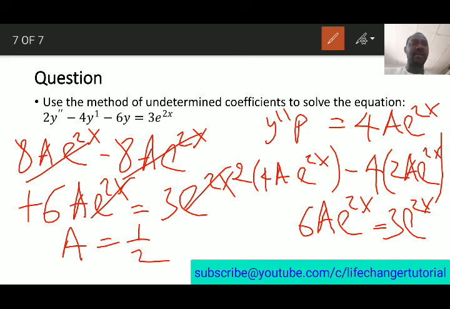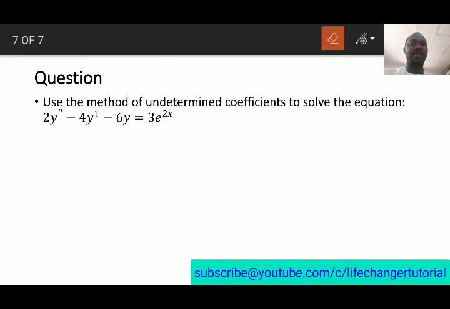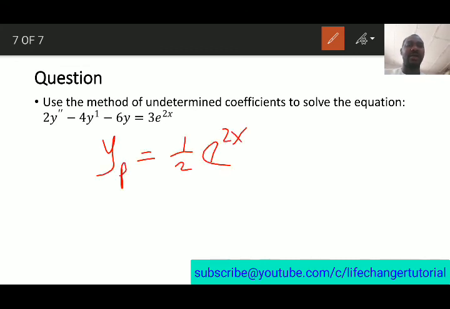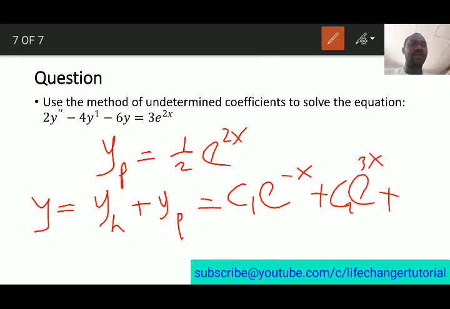So what does that mean? Since your a is 1 over 2, it means that yp is equal to 1 over 2 exponential 2x. So remember, our general solution y is equal to yh plus yp. What is your yh? Your yh you already got to be c1 exponential minus x plus c2 exponential 3x. Then plus, what is your yp? Your yp is half exponential 2x. So that's the final answer to that question. If you have any question, please just call me, let me know. Thank you.